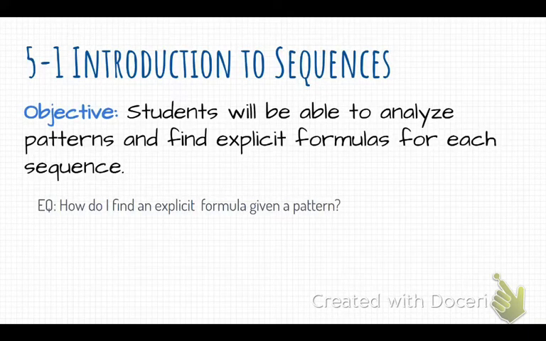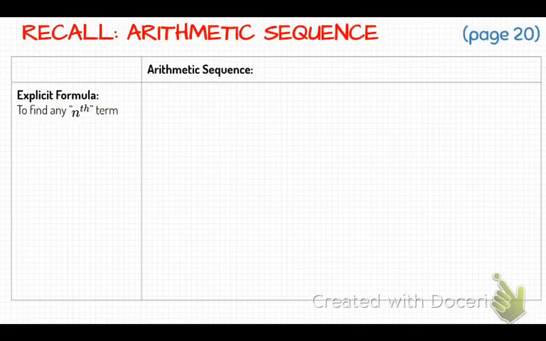Arithmetic is add and subtract by the same constant value. Geometric was multiply and divide. Okay, so this part right here is a recap from Friday. Do not copy it down again, but just to go over it, we copied this on Friday. Recall. Okay, so what did our m value stand for?